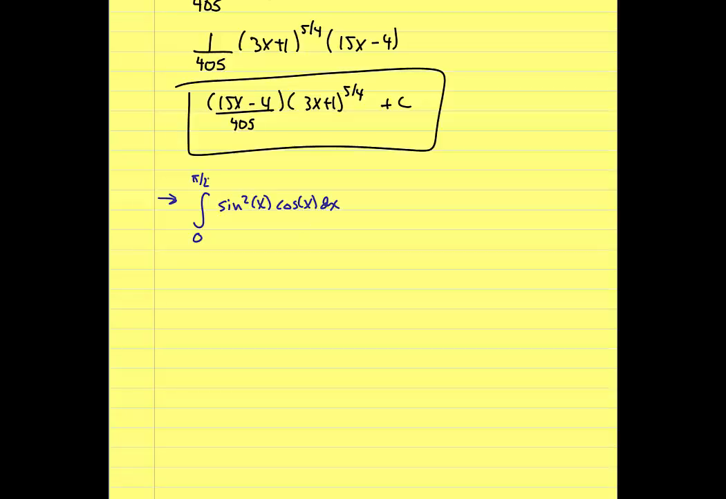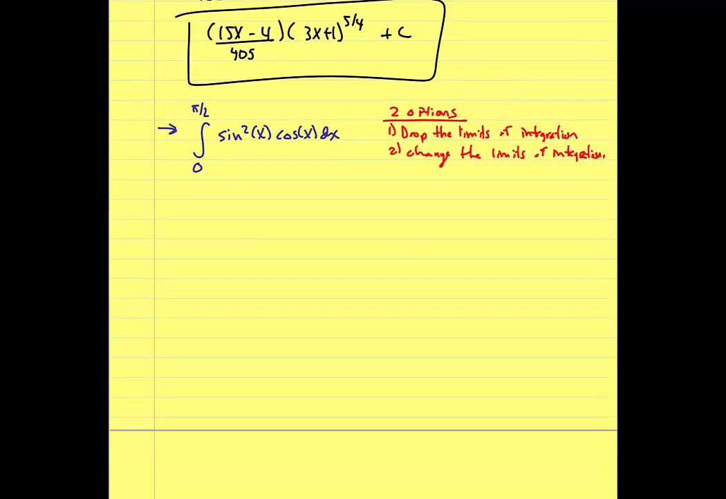So with a definite integral, I have two options. I can drop the limits of integration and then stick them back in at the end, or I can change the limits of integration, and that would mean changing them to be in terms of u. So I'll do this problem both ways, and you can see that either way works. You guys have to decide which method you'd prefer, and you just need to make it clear what method you're using.